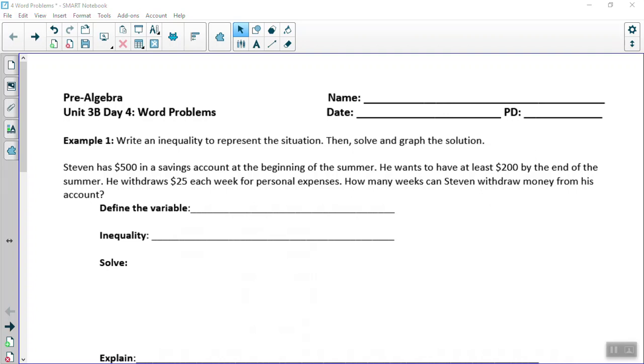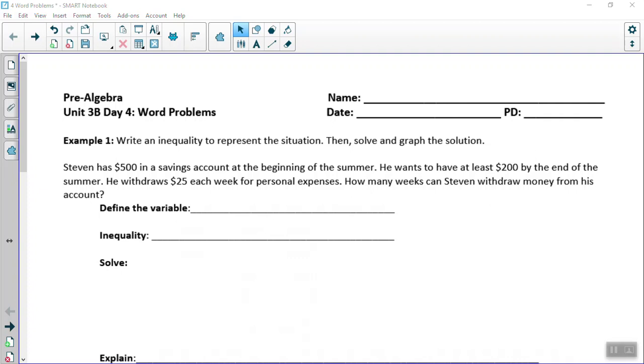Hi everyone, today we'll be talking about word problems. This is the last lesson we do for this unit before we take our test. Alright, so when we want to write a word problem, there's a few steps that we have to take. First, we need to define the variable, then we write our inequality, and then we can go through and solve, and then explain our answer.